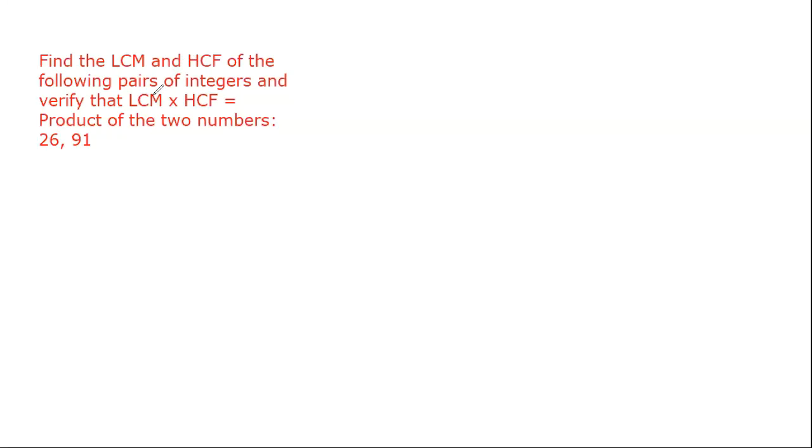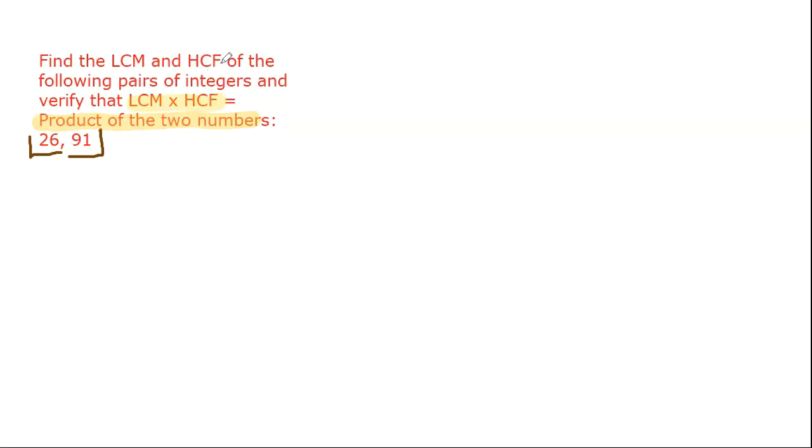Let's consider the second question. The second question is to find the LCM and HCF of the following pairs of integers and verify that LCM into HCF is equal to the product of the two numbers. The given two numbers are 26 and 91. We have to find the HCF and LCM of these two numbers and verify this result. The result is given as LCM into HCF is equal to the product of the two numbers.